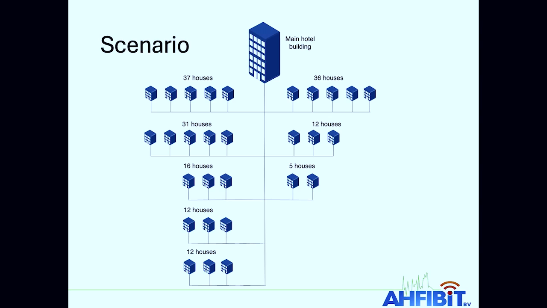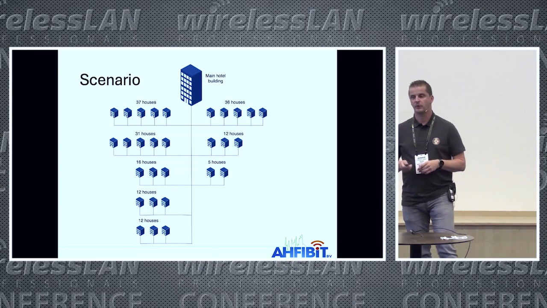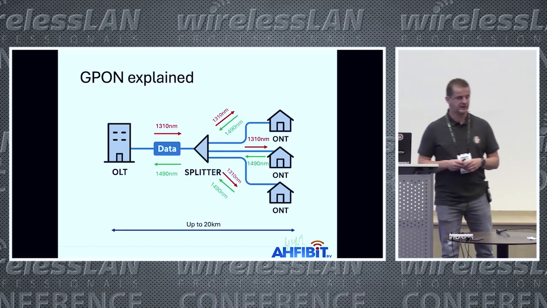So this was our scenario. This was a bungalow park, and we had some houses connected, and we needed to redo all the cabling there. So we had the option to go for copper or also use fiber to all the separate houses. Now we use GPON in this.